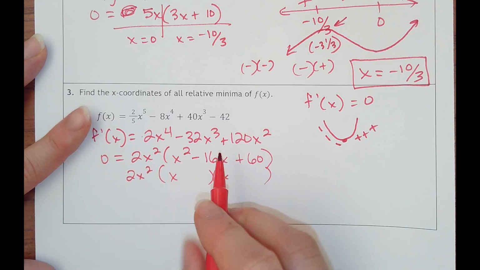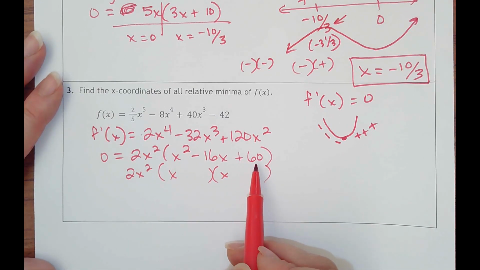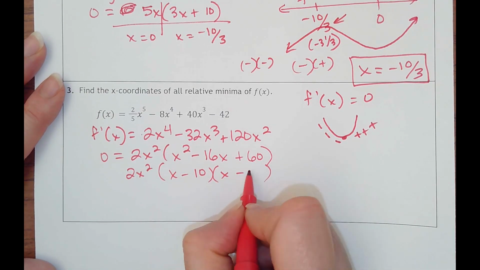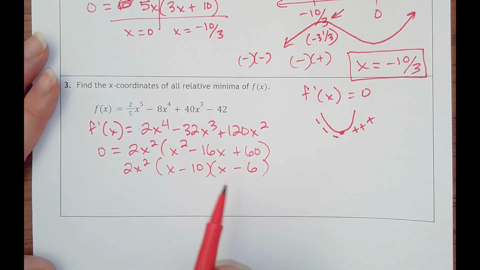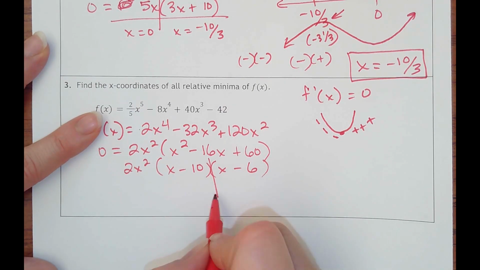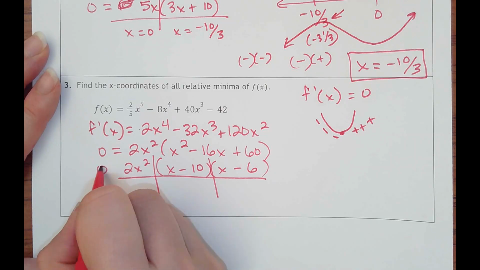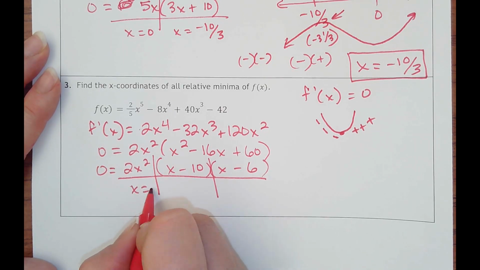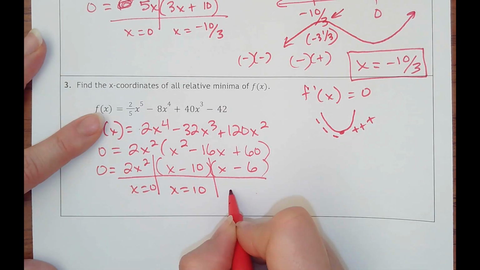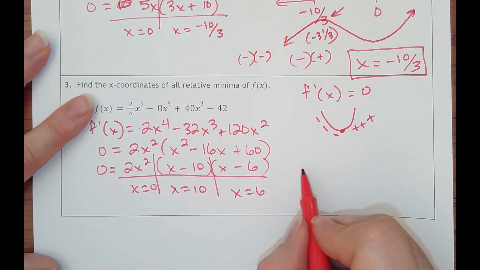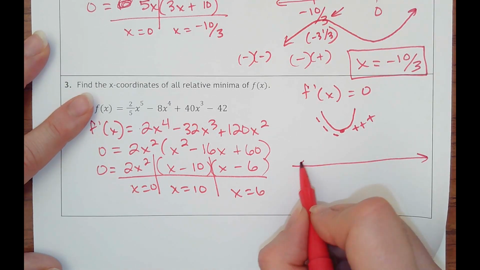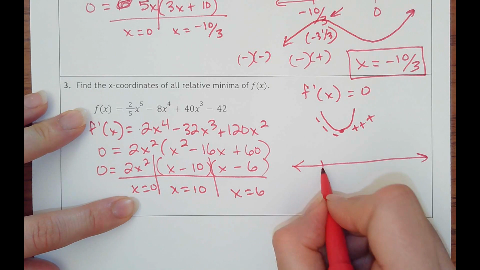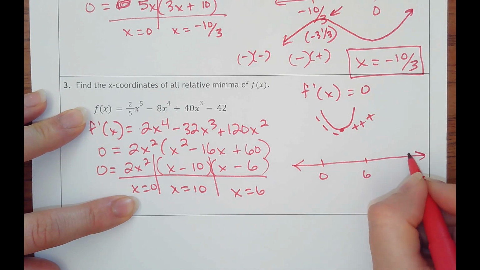Factor this, just a regular basic trinomial. That'd be a negative 10 and a negative 6. No slide and divide. We're going to get 3 different critical points here. This always gets a 0. This would be 10 and 6. Okay, so I make my sign chart. Smallest number would be 0, then 6, then 10.